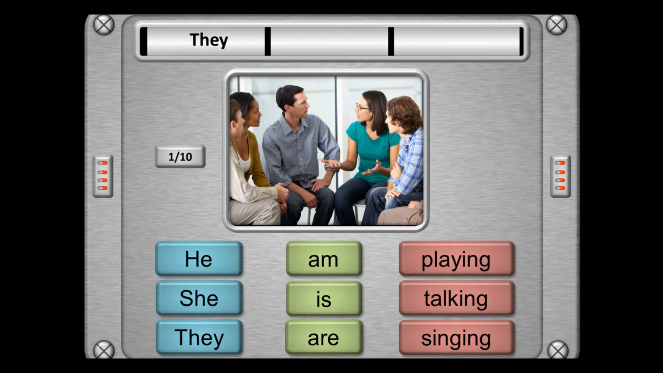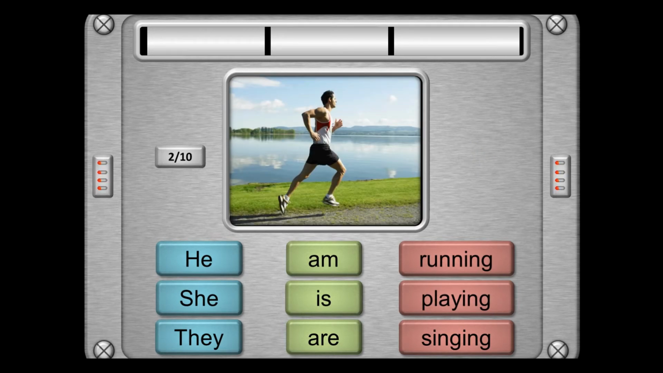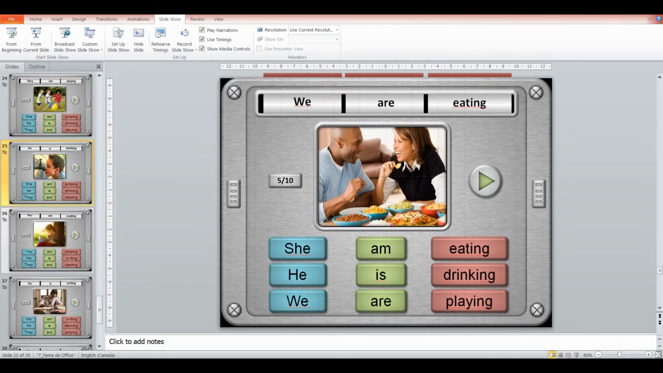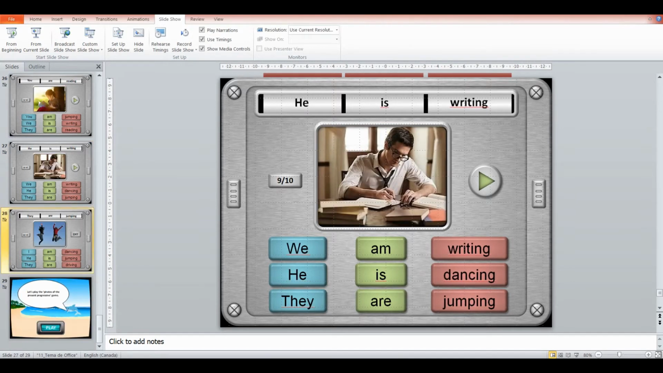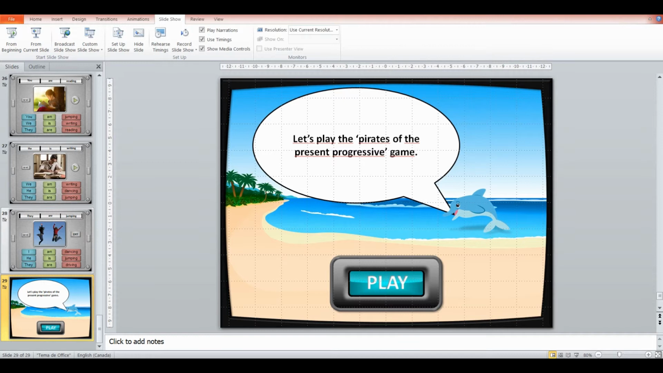And then they have to try and remember if it's am, is, or are. And then you see if they know if they're playing, talking, or singing. And then we'll repeat all of the sentence as a class. So we've got a couple of different ones of these different structures. And then to finish this off, we have a present progressive bomb game that's got a variety of different questions that they like, all in a fun pirate theme, and you can get a link to that below.